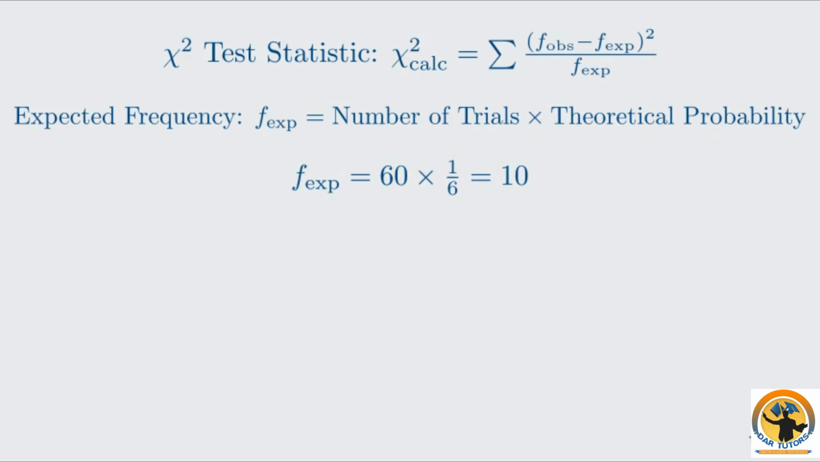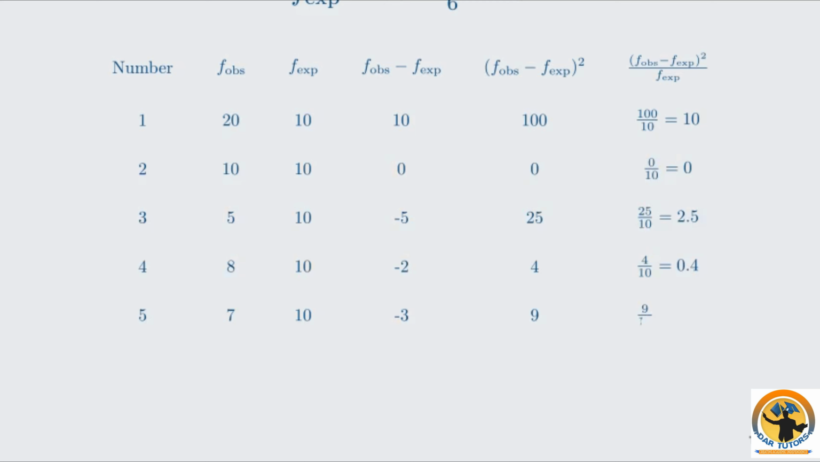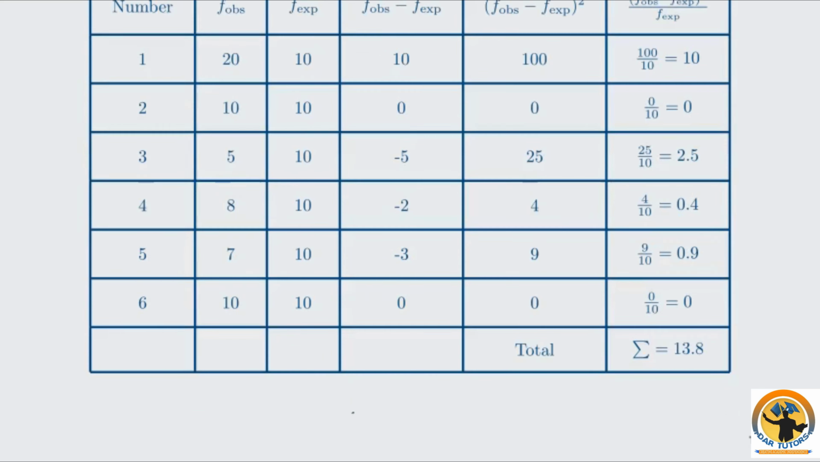Now we can calculate the test statistic using our table of observed and expected frequencies. We calculate the term (f_obs − f_exp)² divided by f_exp for each outcome and then sum them up. After summing all the contributions from each category, we find that our calculated chi-squared statistic is 13.8. A large value here means a large difference between what we observed and what we expected. It's important to note that for exams, you are generally not required to calculate χ²calc by hand. You'll use your graphics calculator, which we'll demonstrate shortly.